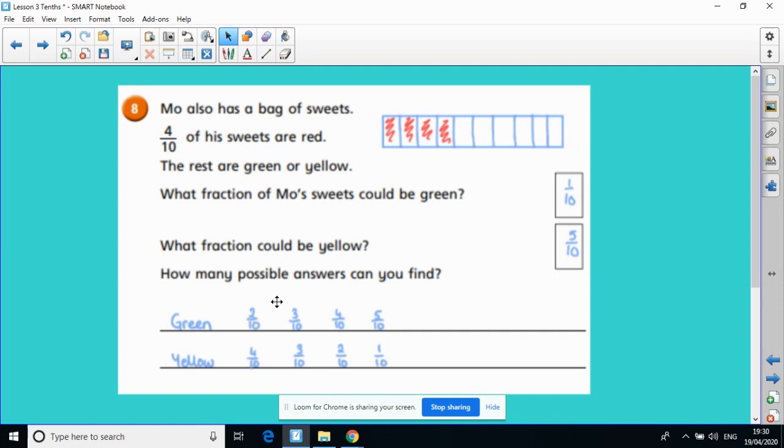They all make 6/10 added together. 6/10 add 4/10 would make the whole bag of sweets.